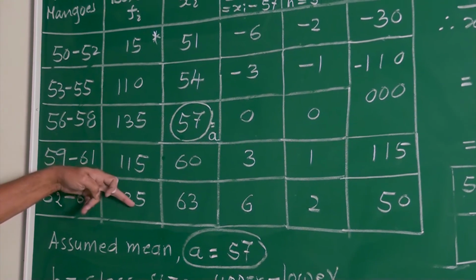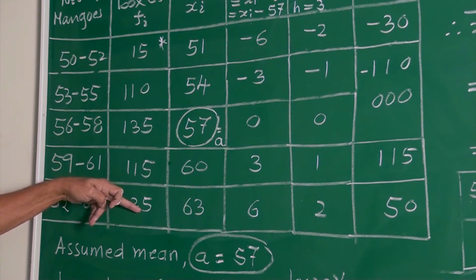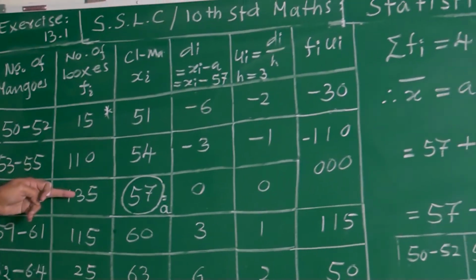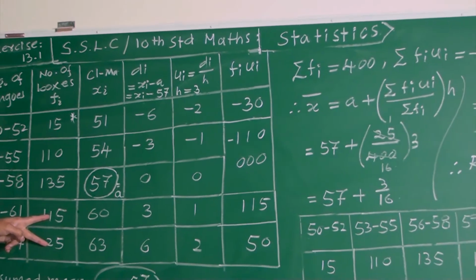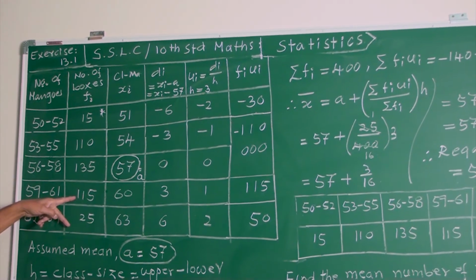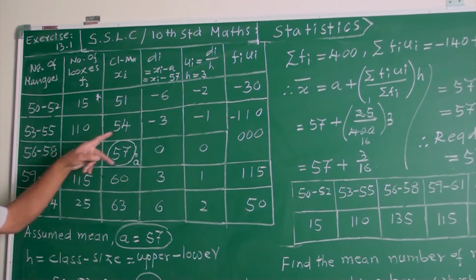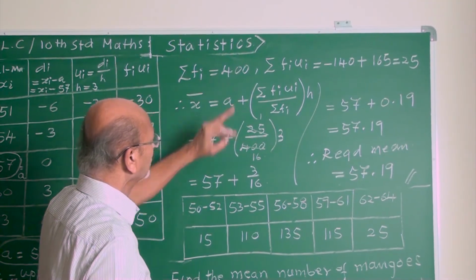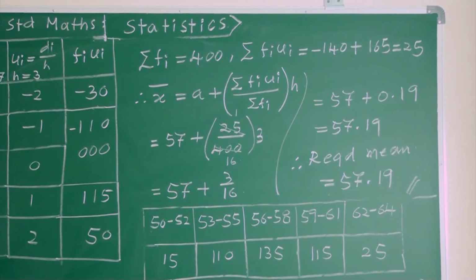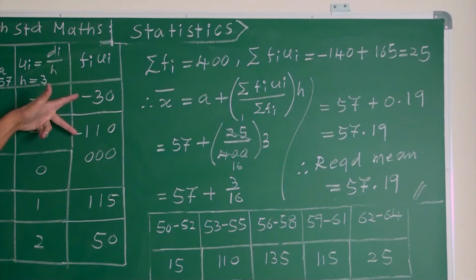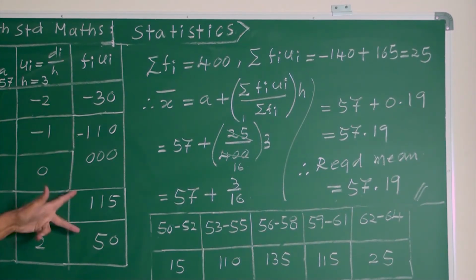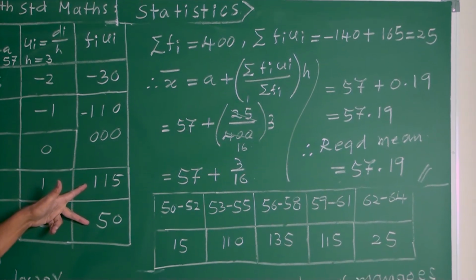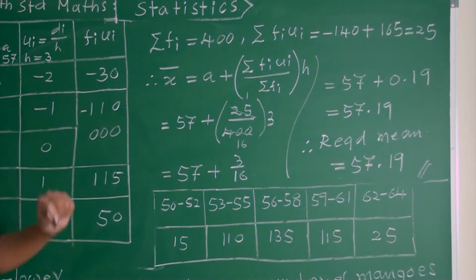Adding the frequencies: 15, 110, 135, 115, 25. So sigma fi is 400. Sigma fi ui, the last column: this is minus 140, this is plus 165. Minus 140 plus 165 is 25.